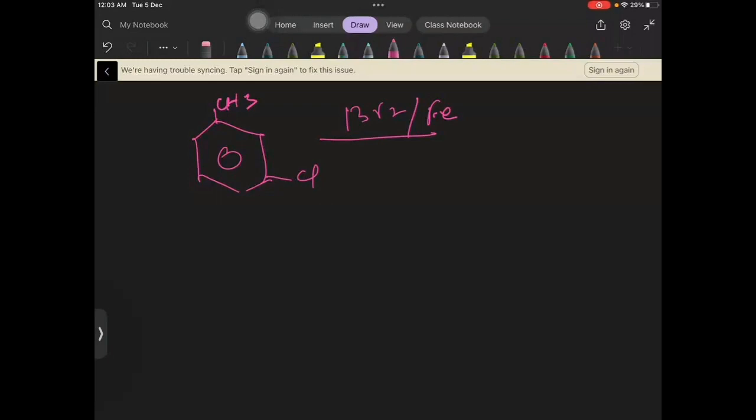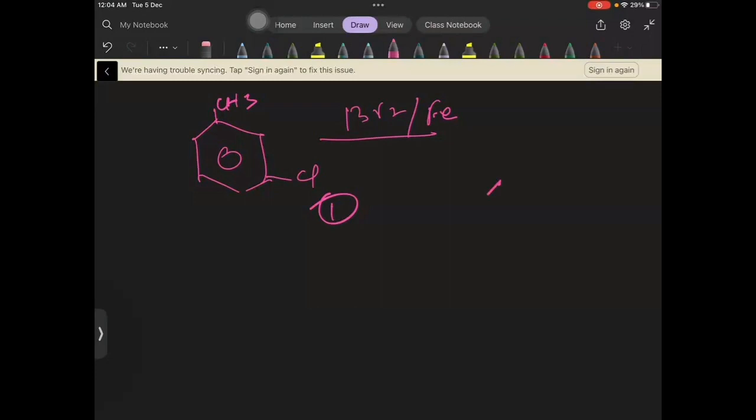The first thing is that there are some conditions for the electrophilic substitution reaction in di-substituted benzene. The first condition is that if an activating and a deactivating group are both present in the benzene ring, then the attachment of any electrophile will be determined by the activating group.